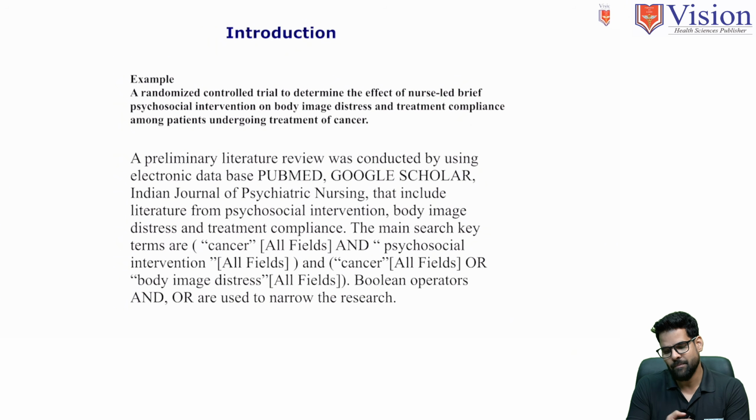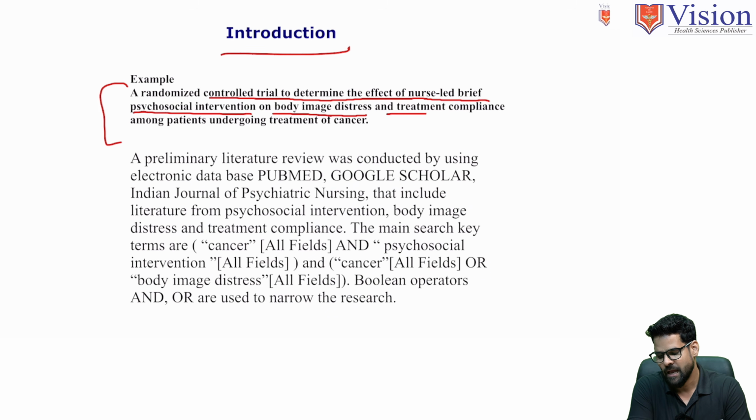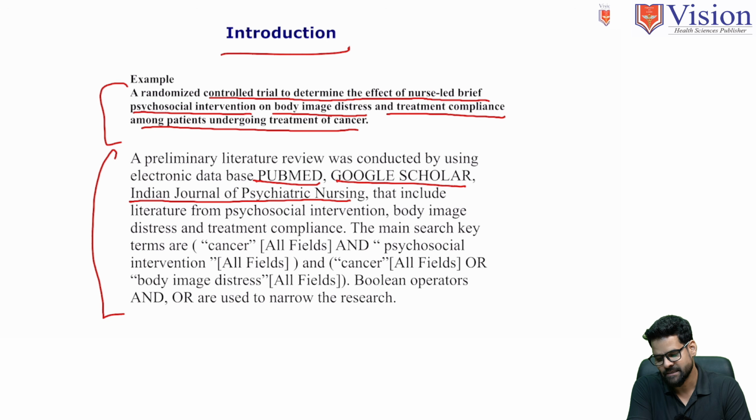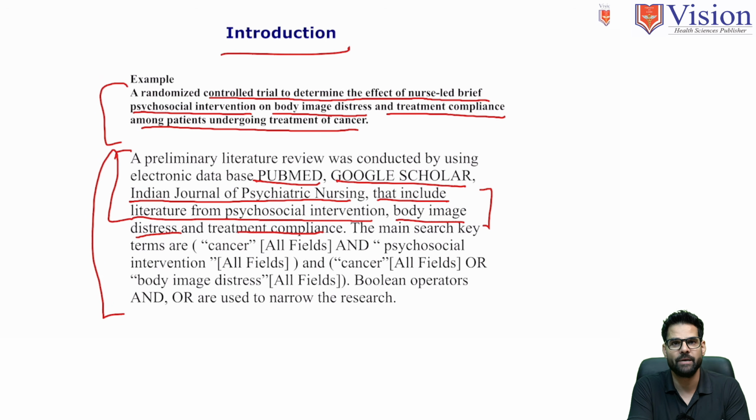Now, let me take an example of how to write the introduction. I have taken my own research: a randomized controlled trial to determine the effect of a nurse-led brief psychosocial intervention on body image distress and treatment compliance among patients undergoing treatment for cancer. In that, the preliminary literature review was conducted using the electronic databases PubMed, Google Scholar, and the Indian Journal of Psychiatric Nursing, including literature on psychosocial intervention, body image distress, and treatment compliance. So these are the variables. This section talks about how the literature search was performed. It's about the process, so when somebody is reading, they know what exactly was done.